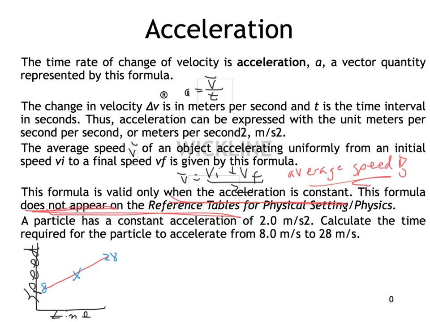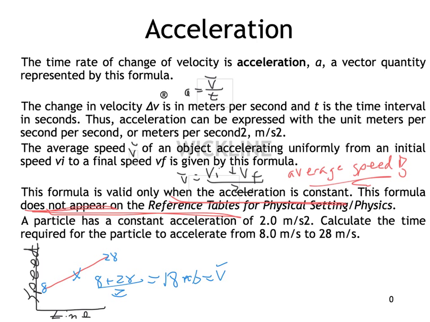So in this case, it would be 8 plus 28 over 2, and I'm getting 36 over 2, which is going to be 18 meters per second would be the average speed for that guy.